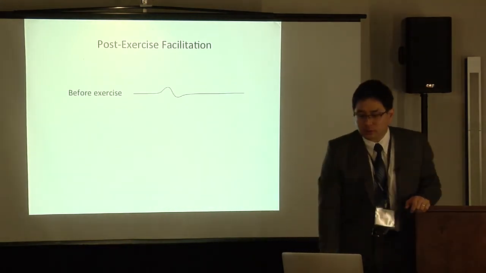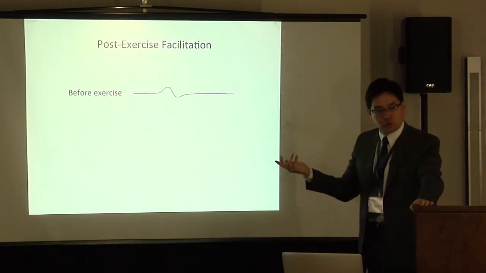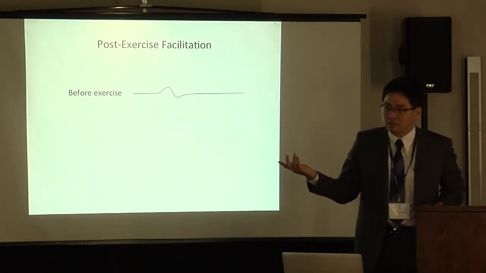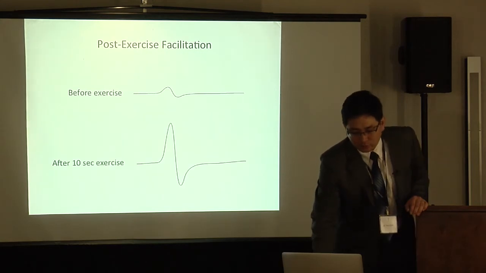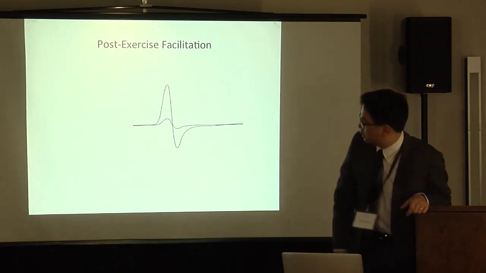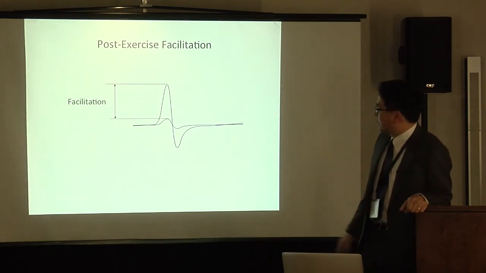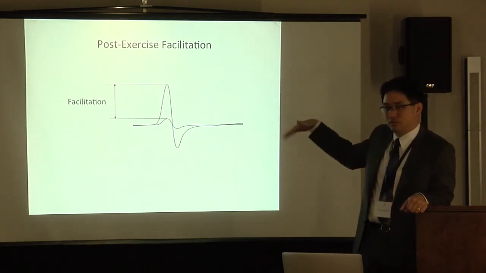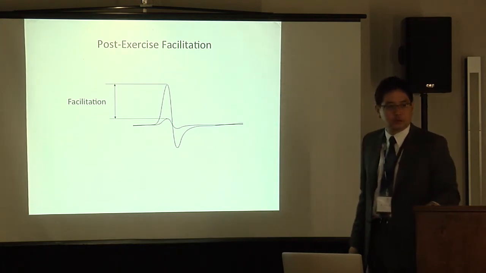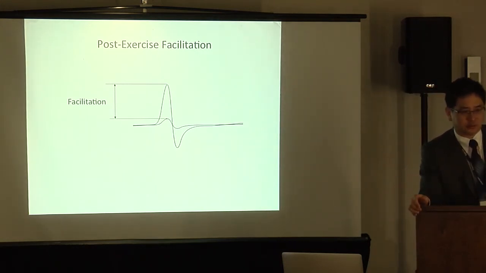So the other way of doing it is to do post-exercise facilitation. We do the shock and see what the response is. And if it looks small, we say, well, let's just exercise for 10 seconds and see what happens. And then after 10 seconds of exercise, it becomes a lot bigger. If you put them on top of each other, you can very quickly see that the small one is a lot smaller than the big one. And we can actually measure that facilitation, whether we want to divide or figure out how much that is. But that's the facilitation, this difference. It's a shock, 10 seconds, another shock, that's less than 60 seconds for us to figure it out.